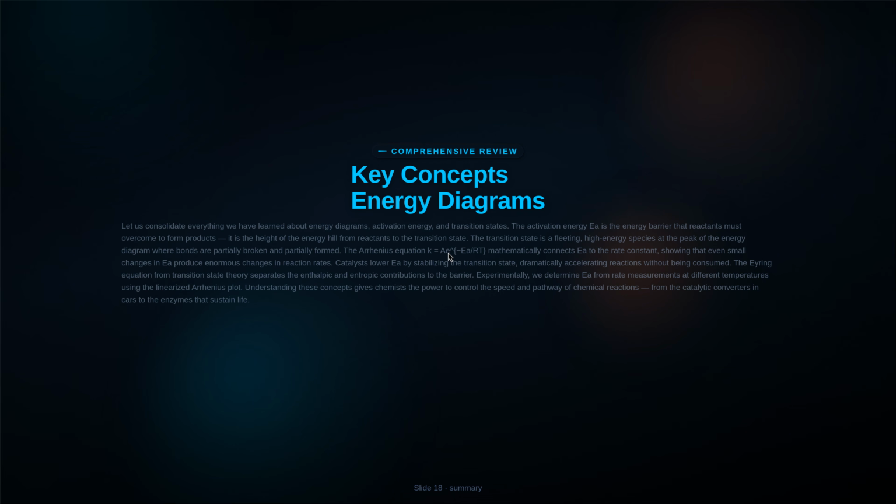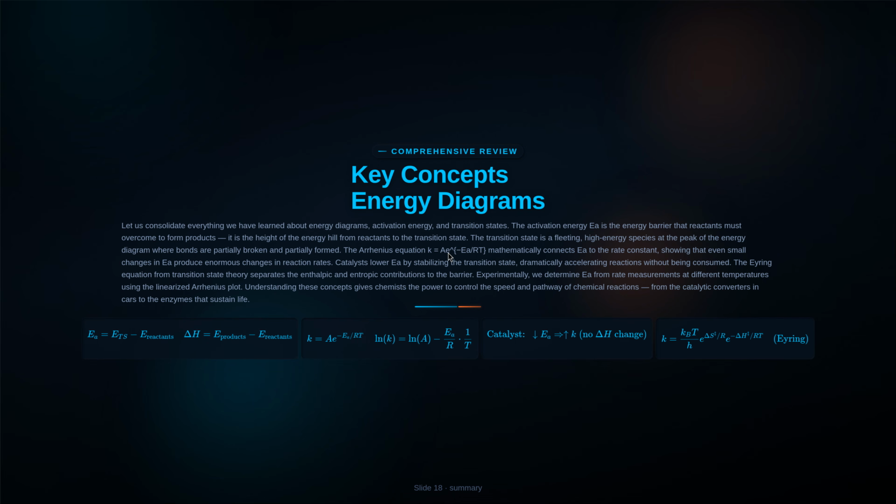Let us consolidate everything we have learned about energy diagrams, activation energy, and transition states. The activation energy, E_A, is the energy barrier that reactants must overcome to form products. It is the height of the energy hill from reactants to the transition state. The transition state is a fleeting, high-energy species at the peak of the energy diagram, where bonds are partially broken and partially formed.